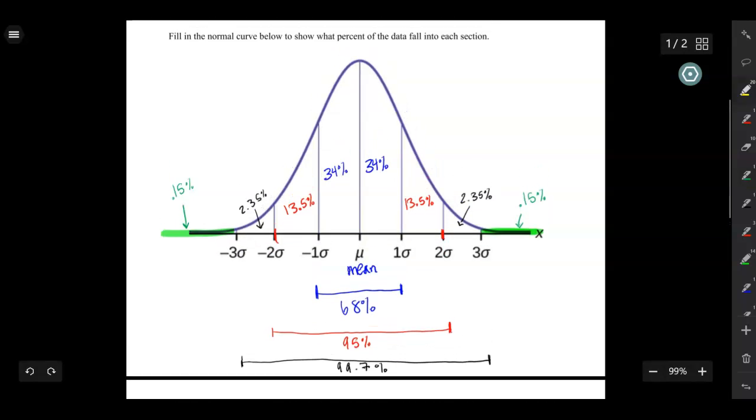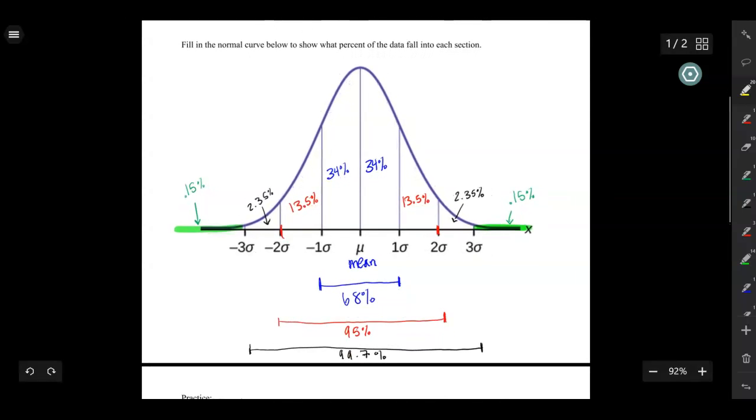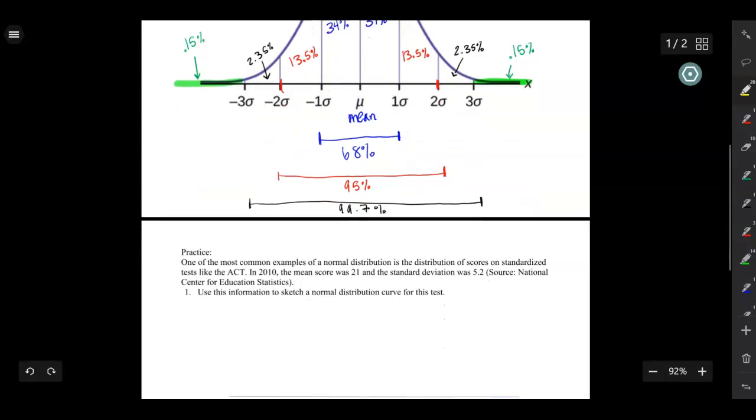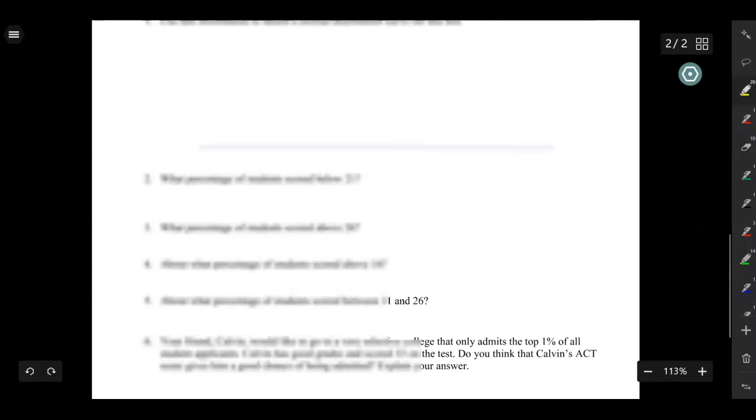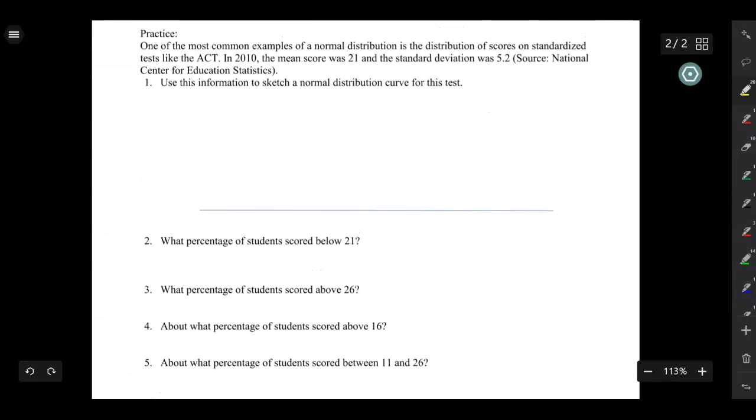So maybe you want to talk about why we should care about any of this stuff. Let's do an example problem. And you're going to see why this graphic and why this rule about normal curves is so useful and so helpful. So in this example, we're going to be looking at one of the most common examples of normal distributions, which is distributions of standardized test scores.